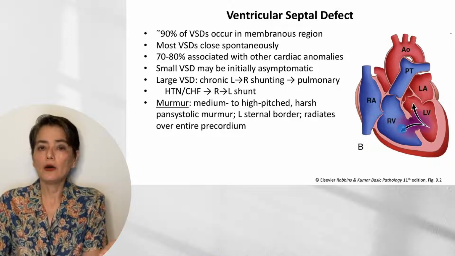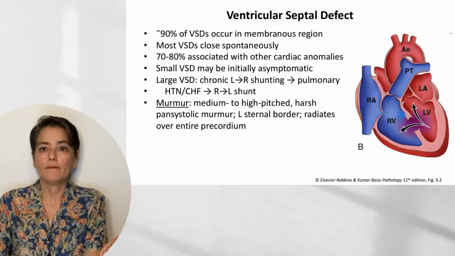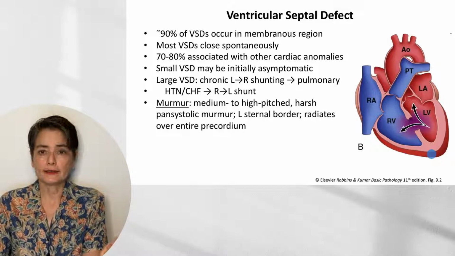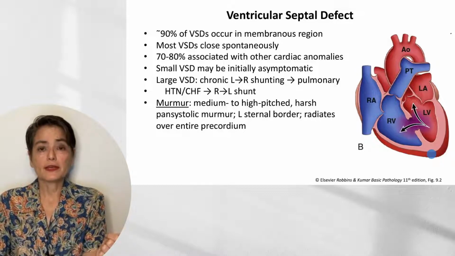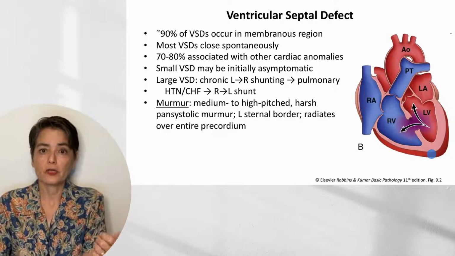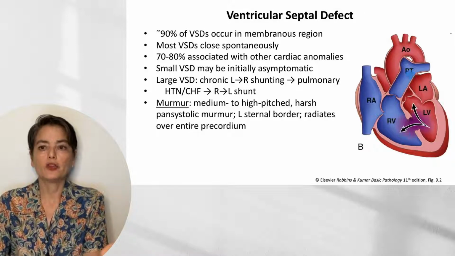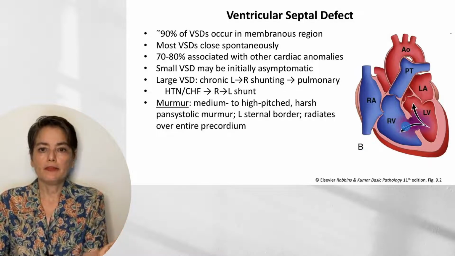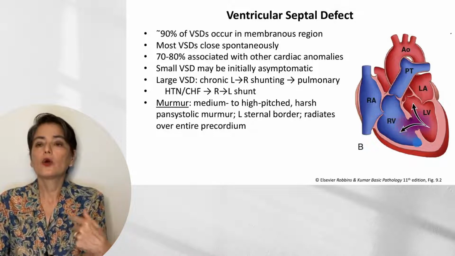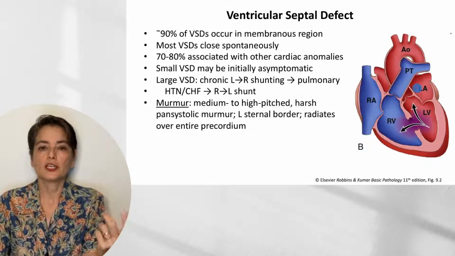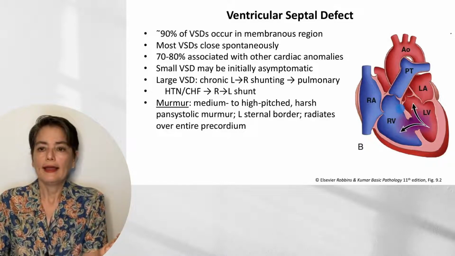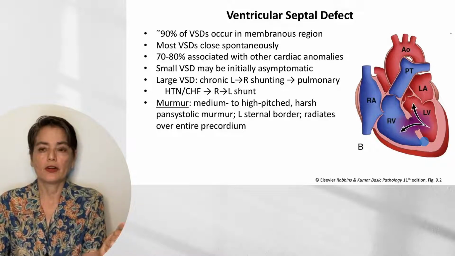So almost all ventricular septal defects are going to occur in the membranous region, not in the muscular part of the septum, and most of them will close spontaneously. Now, one thing about ventricular septal defects is about 70 to 80% are associated with other cardiac anomalies, for example, tetralogy of Fallot. A small VSD may be initially asymptomatic, but remember you're getting pressure and volume across this gap. And with a large ventricular septal defect, we're going to get chronic left to right shunting, quickly taking us towards pulmonary hypertension and congestive heart failure, and then the right to left shunt. If this is a large defect, this may present very quickly.